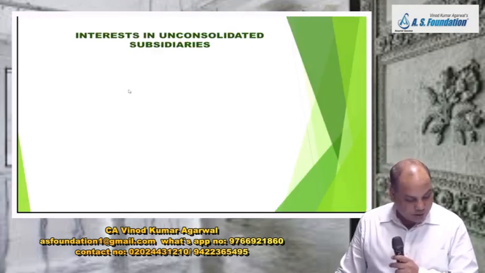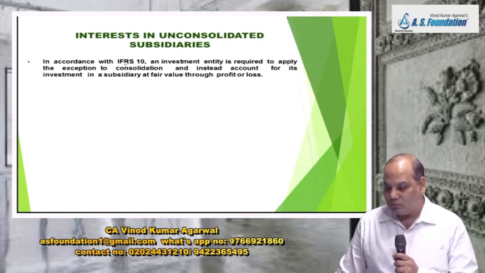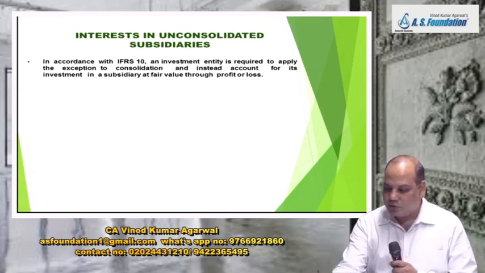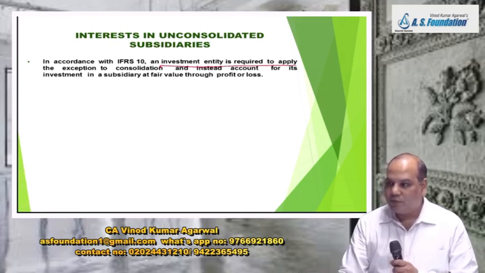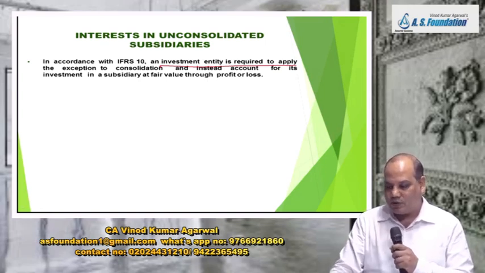Now next is tick mark, disclosure about interest in unconsolidated subsidiaries. Now in IFRS 10, an investment entity, you have learnt in the last part of this standard, is required to apply the exception to consolidation and instead account for its investment in subsidiary at FVTPL, correct? So investment entities are those whose business is primarily to earn income in the form of dividend, interest, capital gain, and they manage the investment on behalf of other investors.